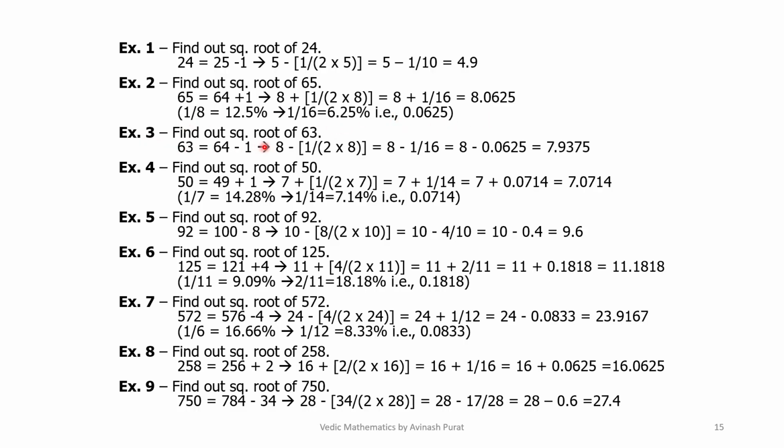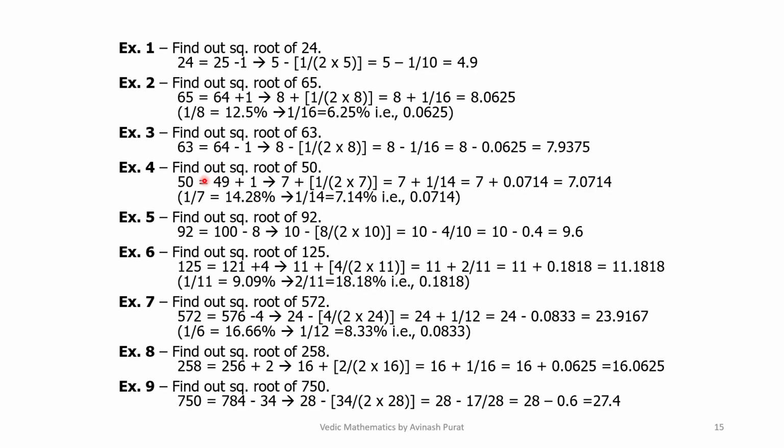Third example, find out square root of 63. Again, 63 is 64 minus 1, that is 8 square root of 64 is 8 minus 1 divided by 2 into 8. 8 is square root. So 8 minus 1 by 16, that is 8 minus 0.0625, that is 7.9375.